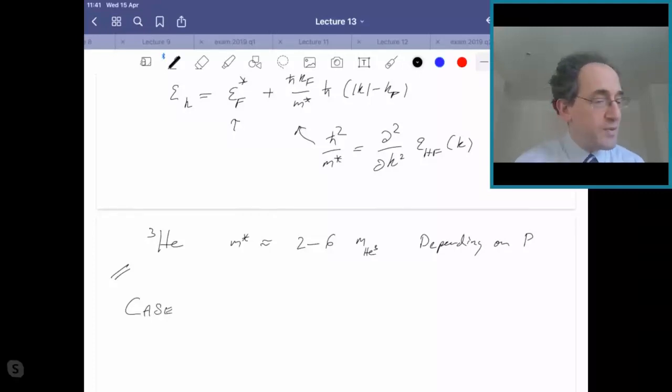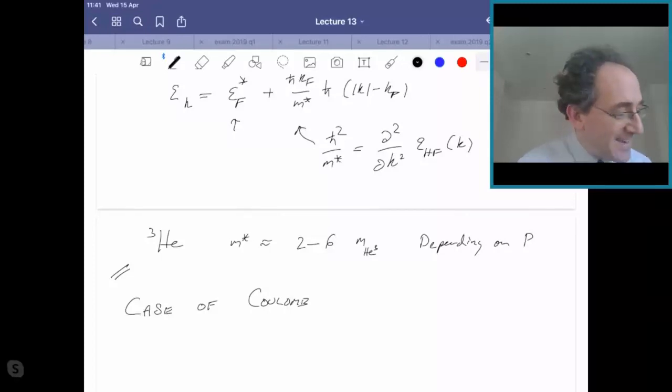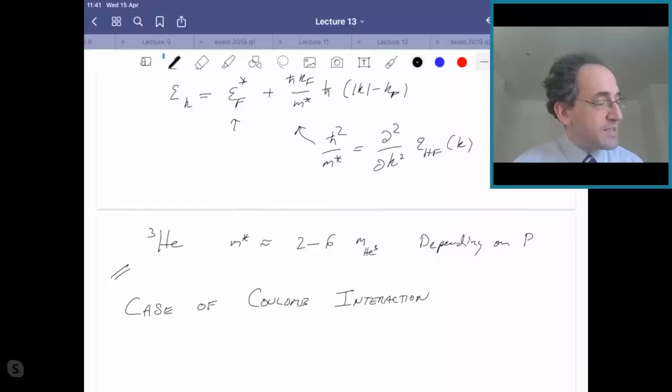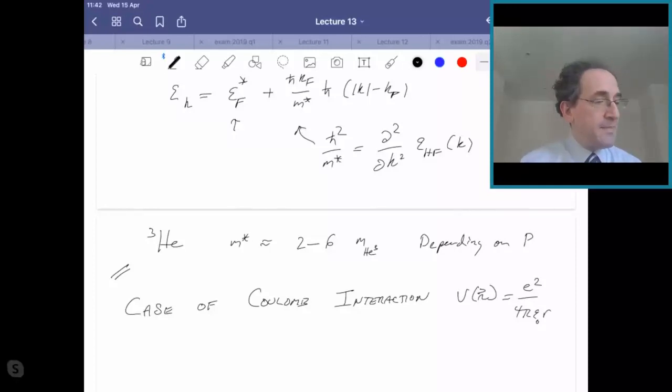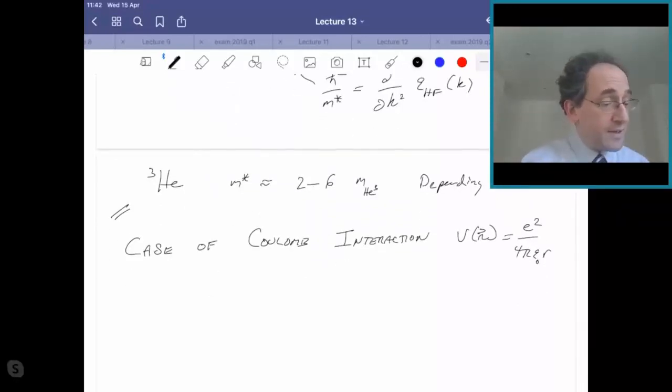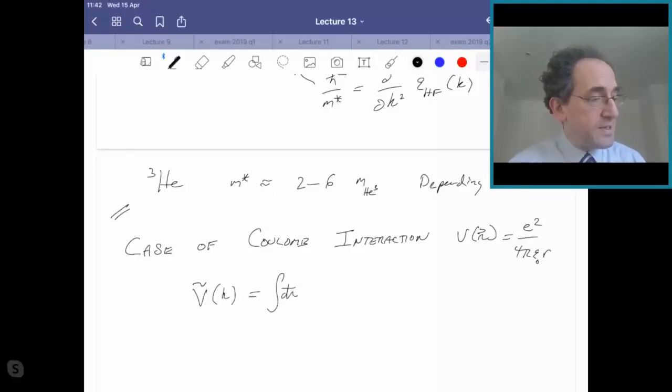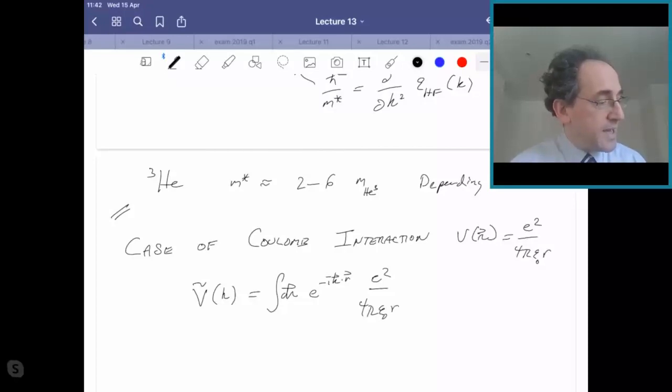Anyway, let's consider the case of Coulomb interaction. Did I just make a joke about effective mass? I think I did. So we'll write V of r is the usual e squared over 4 pi epsilon naught r. Then let's try to calculate the effective mass, or write down what it would be. Well, first we have to Fourier transform it: the integral dr e to the minus i k dot r e squared over 4 pi epsilon naught r. That's e squared over epsilon naught absolute k squared.